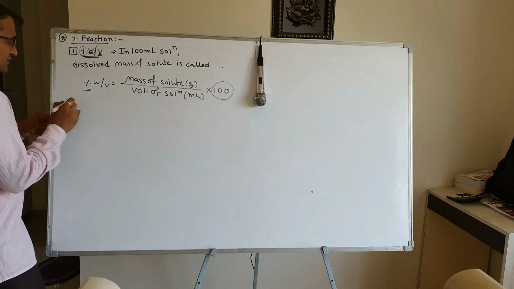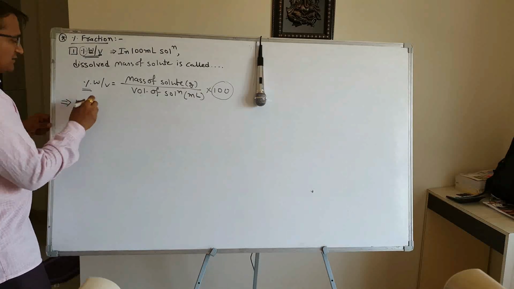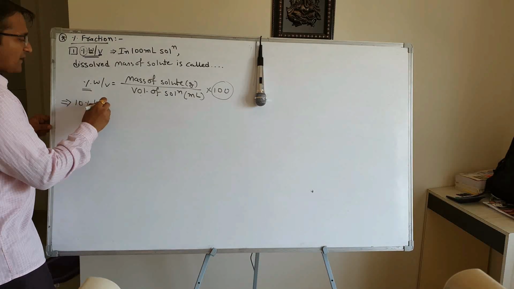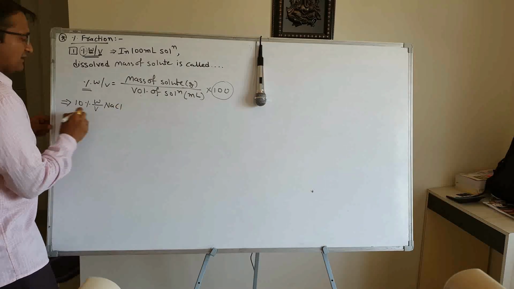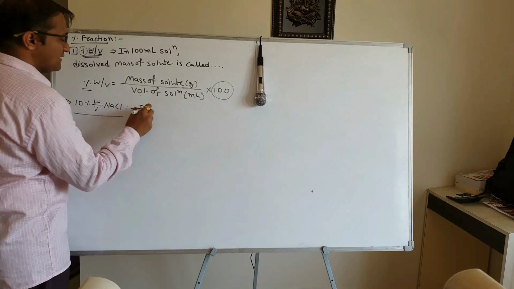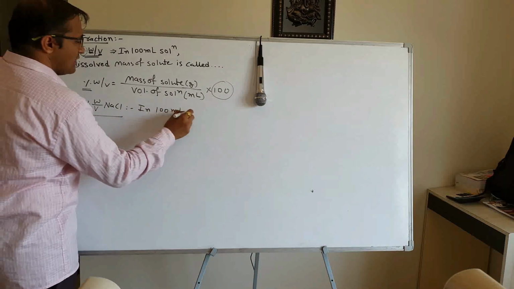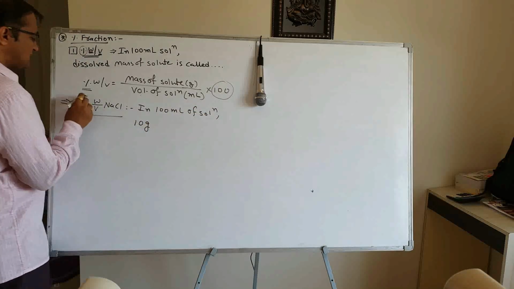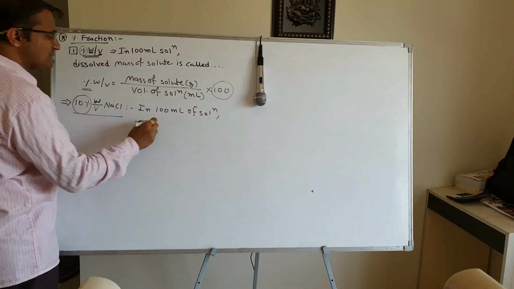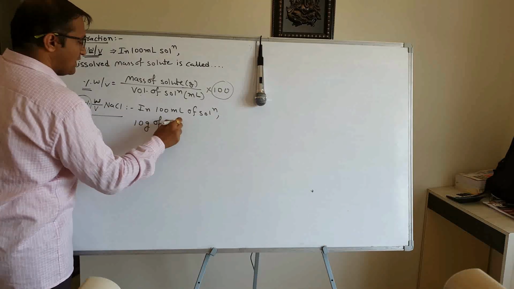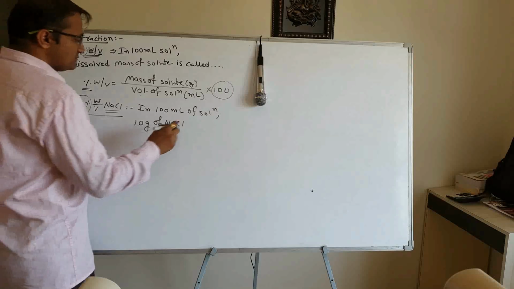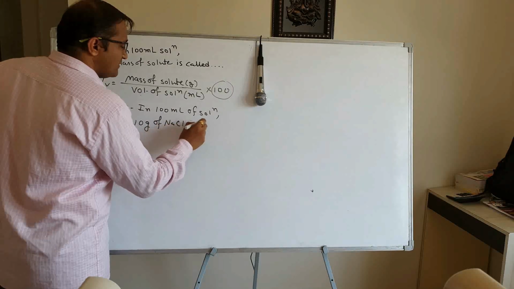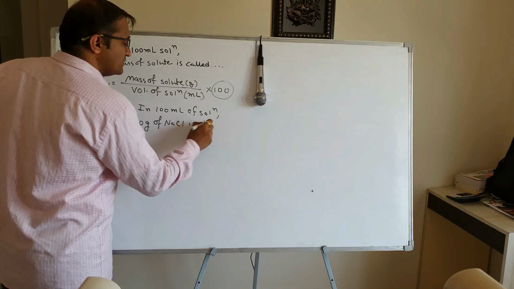Next thing is the explanation of one example. Suppose I say 10% W by V NaCl. So it means in 100 ml of solution, whatever percentage is given, that much W, W means mass, of NaCl. So 10 gram of NaCl is dissolved.